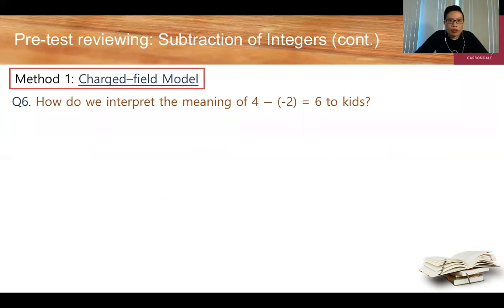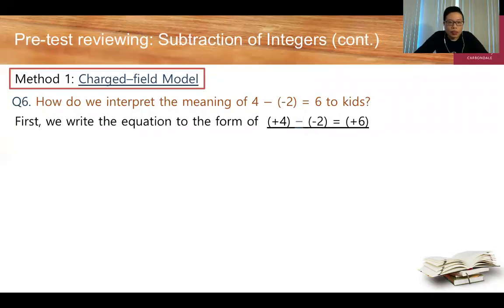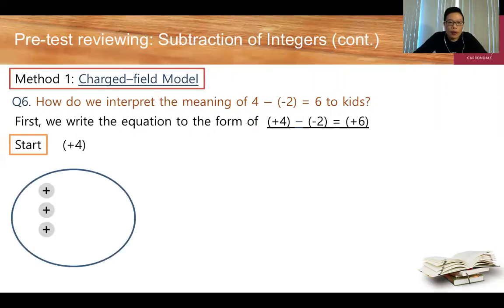So here we use the charge model for this question as an example. Okay. So first, as usual, I write down the equation: positive 4 minus negative 2 is positive 6. Okay. And we start from positive 4. So positive 4, here I will have 4 positrons in a field.